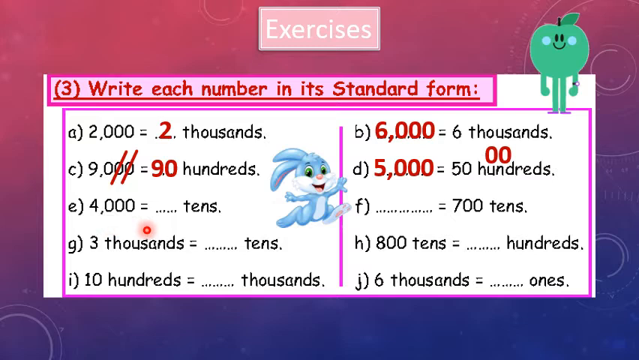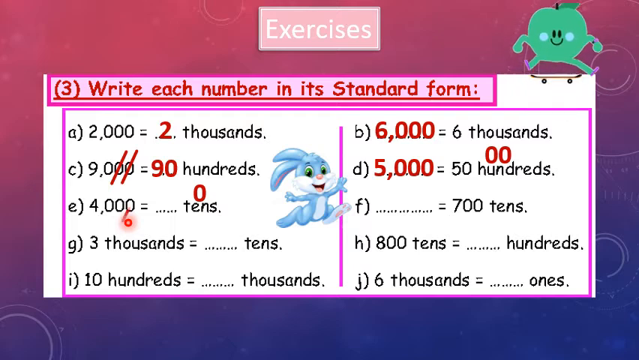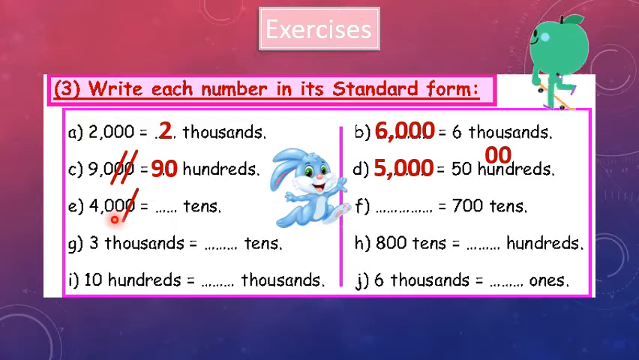We have 4,000 equal how many tens? If you notice that tens means 1 zero only, then let's go and write down 0 here. And let's go to cancel 1 0 only from the other side. It will be like this. Then the rest will be how many zeros beside 4? 2 zeros only. Good job. It will be 400 tens. Like this. Next one. Here we have what equals 700 tens?